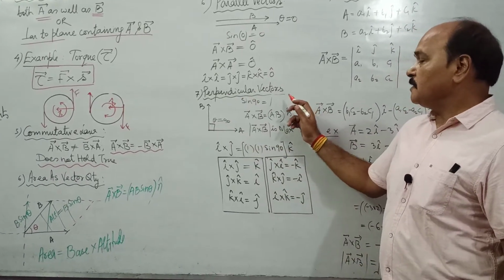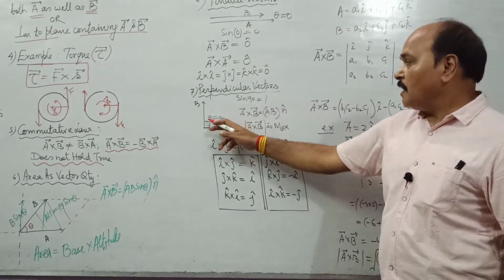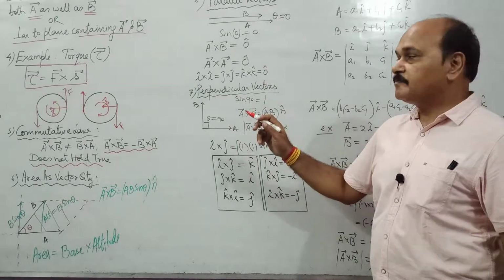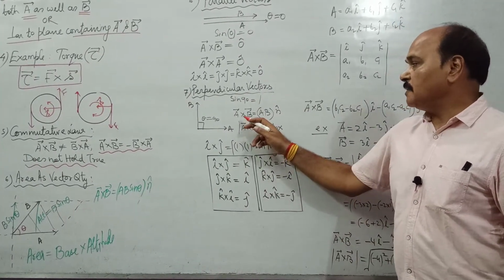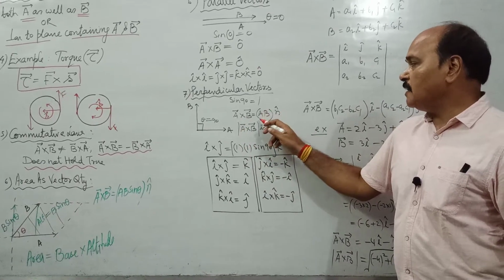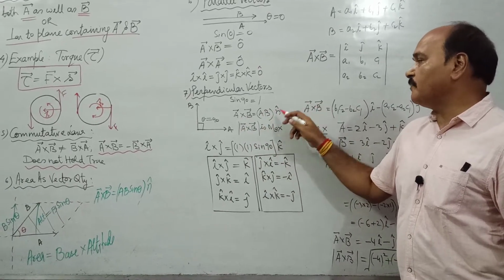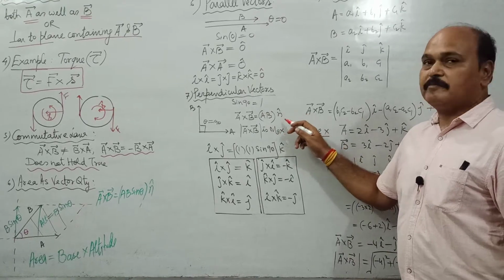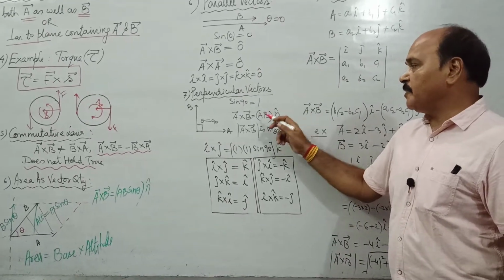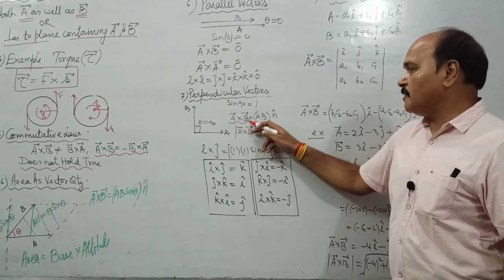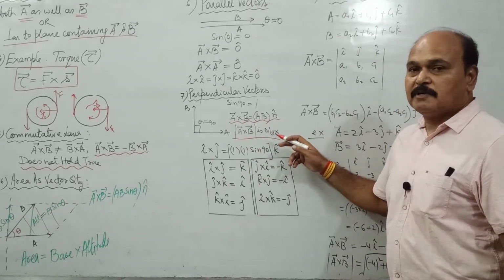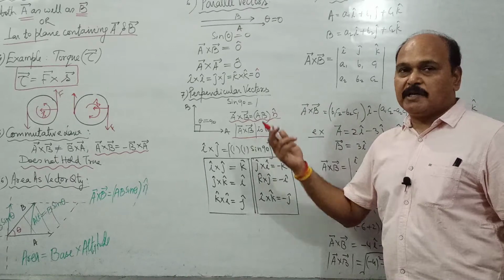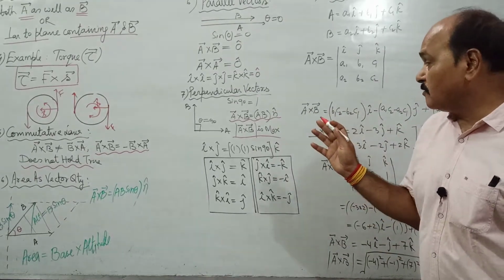Perpendicular vectors. If vectors happen to be perpendicular, angle between them is 90. Sine of 90 is 1. So what is A cross B? A cross B is going to be A into B into sine of 90, that is 1, into n cap. So if vectors are perpendicular, cross product of vectors has maximum value. Direction as usual is perpendicular to both A as well as B, or perpendicular to the plane containing A and B.